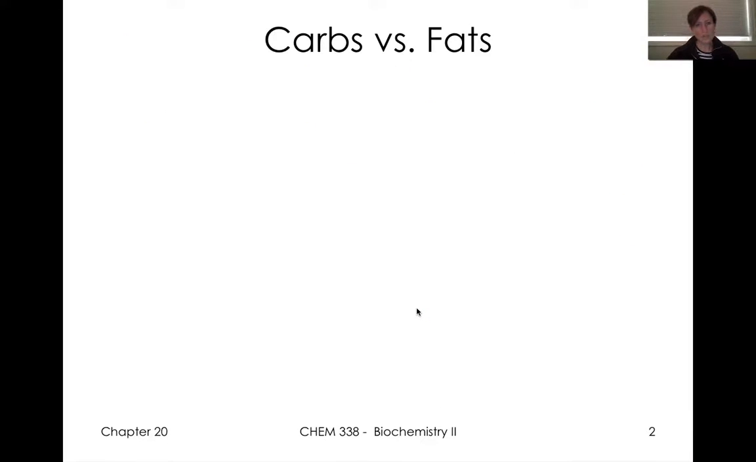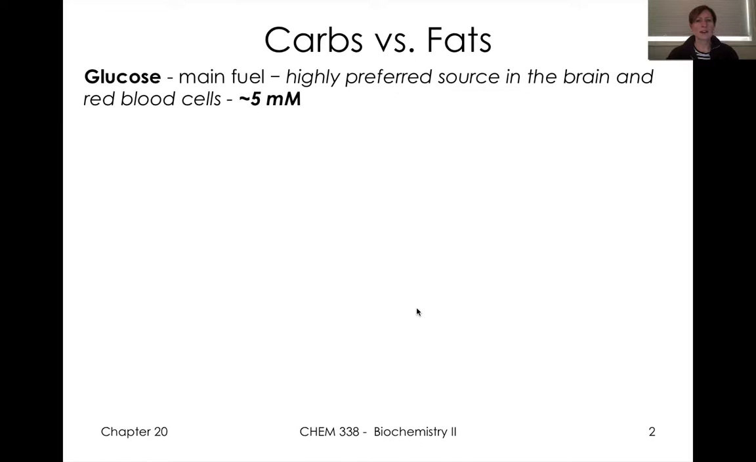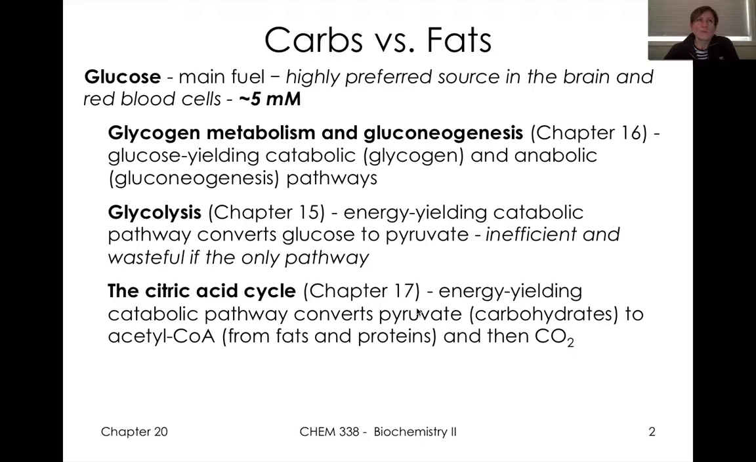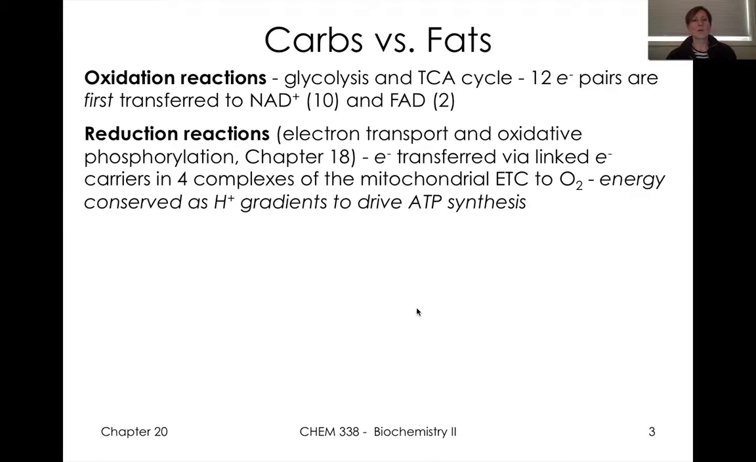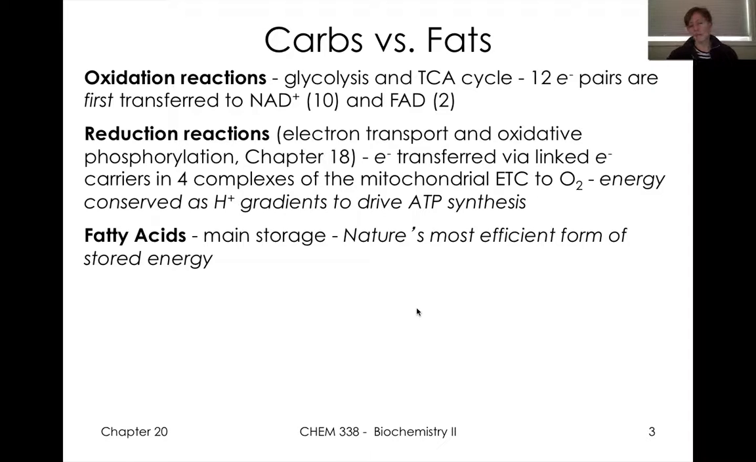So again, thinking about carbohydrates versus fats, we've been very carbohydrate focused, because that's the body's preferred fuel, specifically in the brain and red blood cells. So again, several chapters dealing with how we metabolize carbohydrates. What we're going to move on to now is fatty acids, and that's nature's most efficient form of stored energy. We know this already, right? Carbohydrates are worth 4 calories per gram, fats are worth 9, so a lot more energy in a lot less space means we're going to use that for long-term storage.